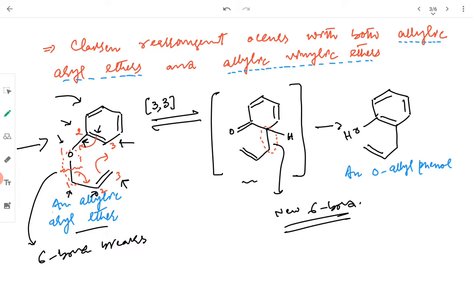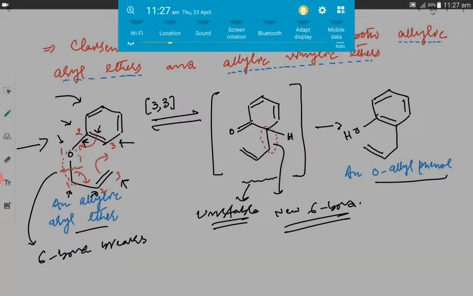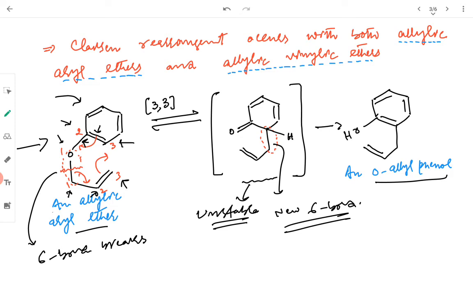So this is the product, but this product is a little bit unstable because it has lost an aromatic ring. So it forms this compound. This is unstable. It gets converted into an ortho-allyl phenol. So this compound gets converted into an ortho-allyl phenol.